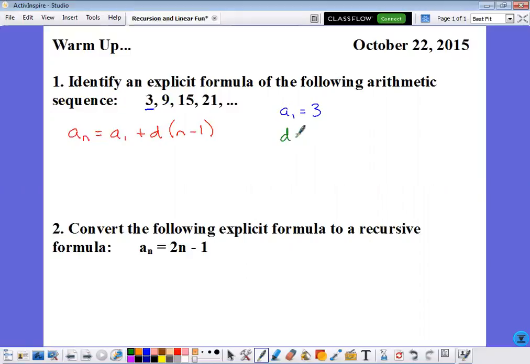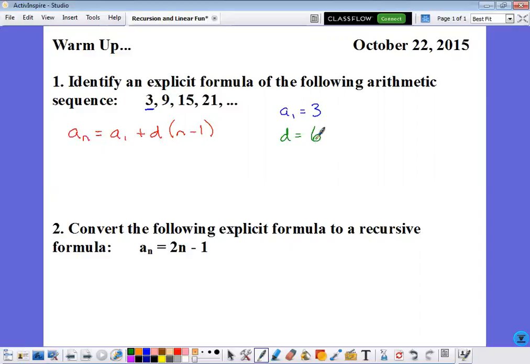So our d value is going to be our common difference. It's what we're going up by, or what we're adding to get from our first term to our second term, and so forth. So in this case, to get from 3 to 9, I add 6. To get from 9 to 15, I add 6. To get from 15 to 21, I add 6. So we know it's arithmetic because we're adding the same thing as we go up each term, and it's a common difference that we call it. We label it d, and we can go ahead and write that over here, that our d is 6.